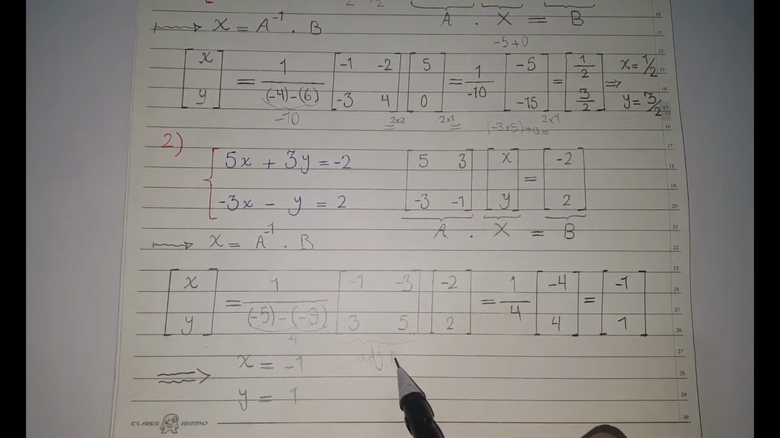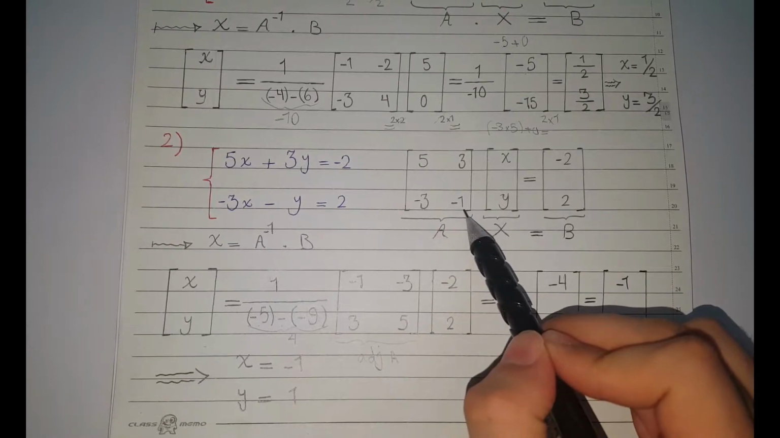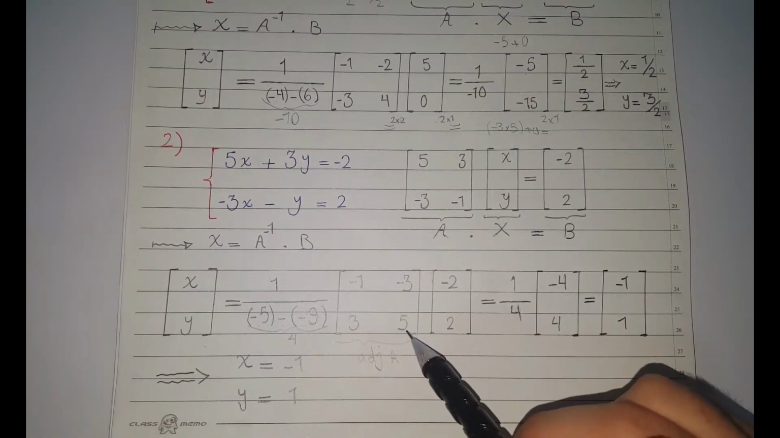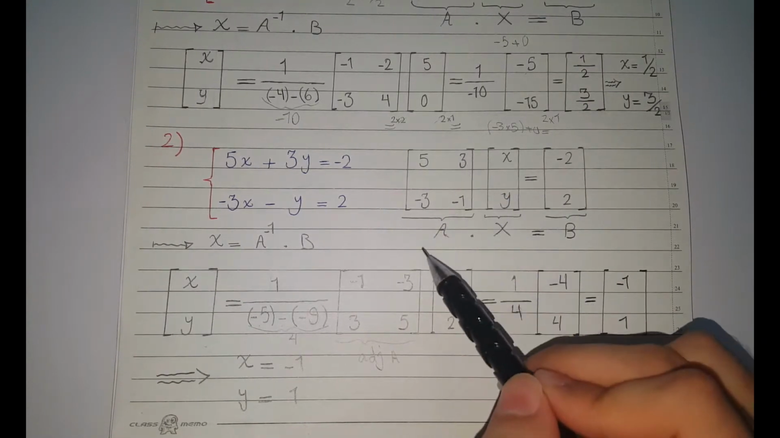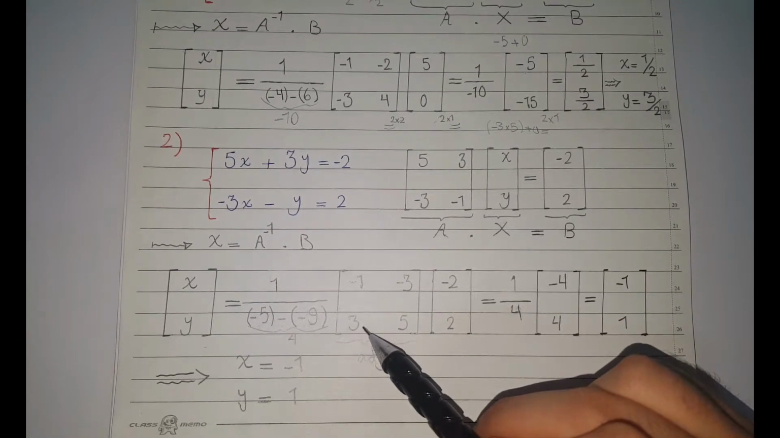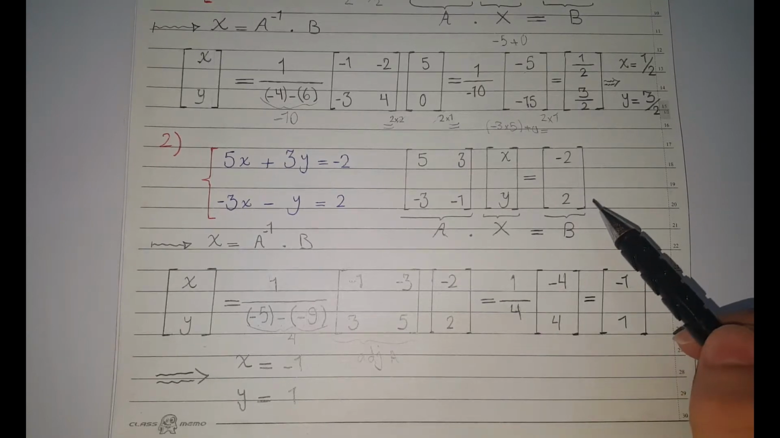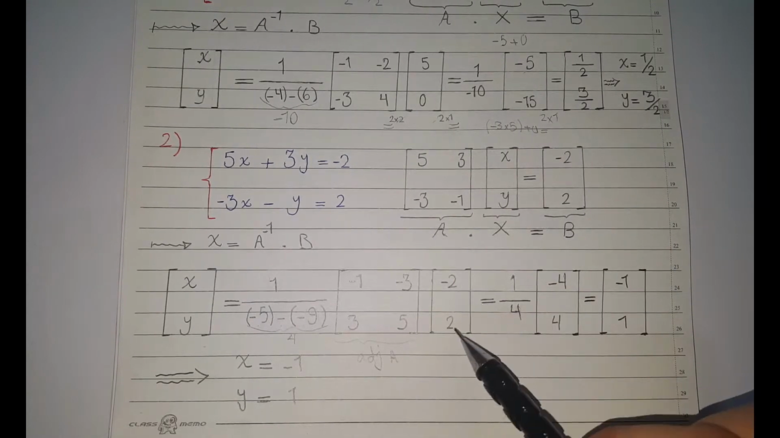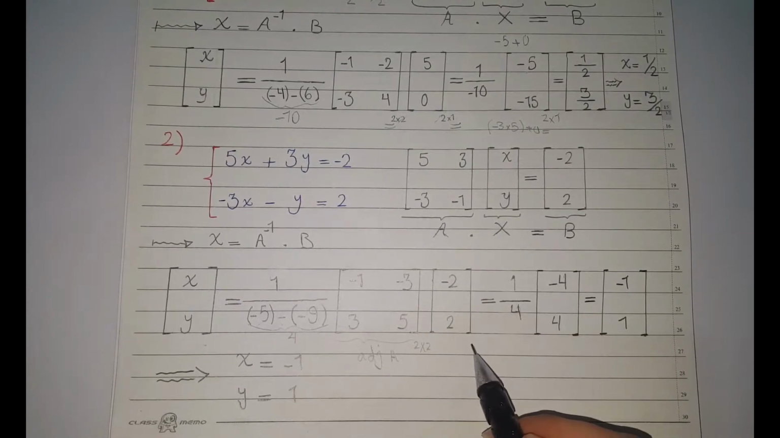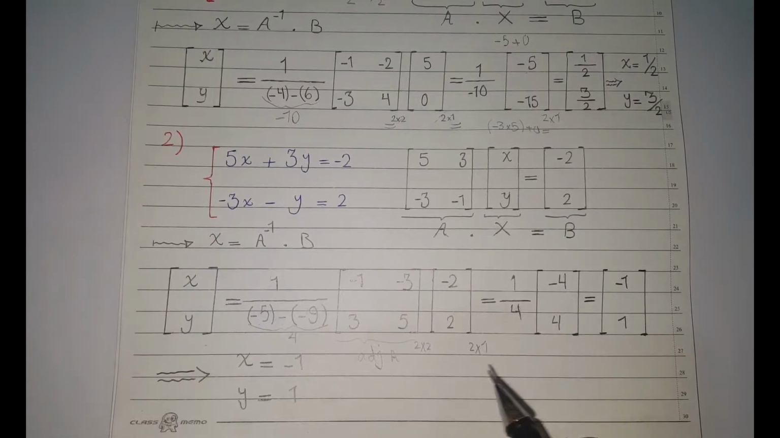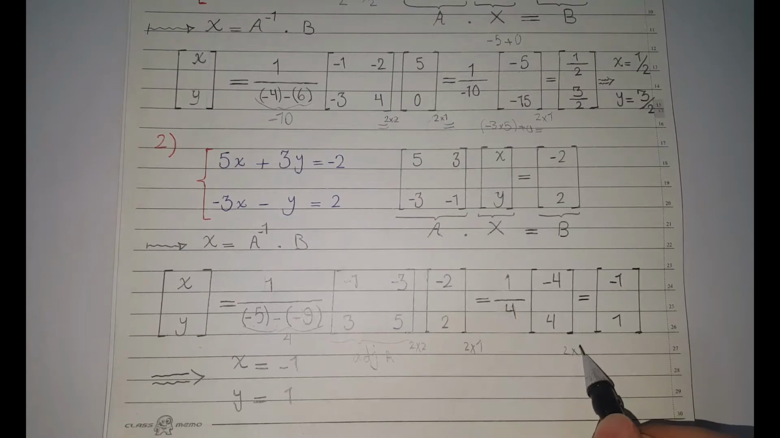Here we have the adjoint matrix of A, which is equal to 5 and -1 on the diagonal, and multiplying the other two elements by a negative, we have -3 and 3 here. Multiply it by the matrix of constants, which is -2 and 2. This matrix is 2 by 2, and this matrix is 2 by 1.